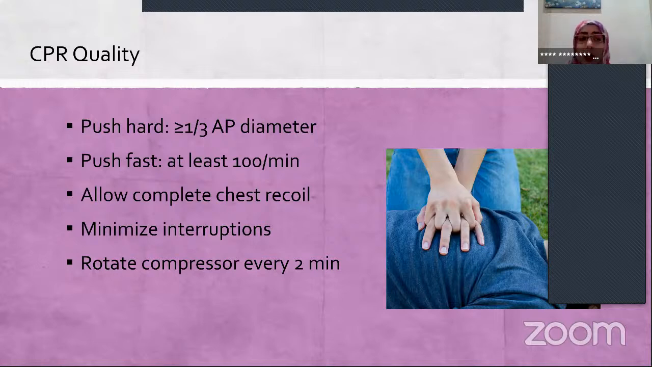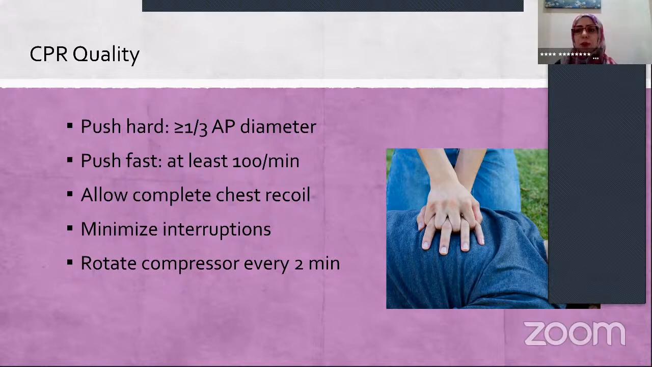Okay, you should push hard. What I mean by pushing hard is that 1/3 of the AP diameter should go down and then come back with each push. 1/3 of the AP diameter at least, okay? And then you should push fast. You should push at least 100 times per minute. And the very important thing is that you should allow for complete chest recoil.